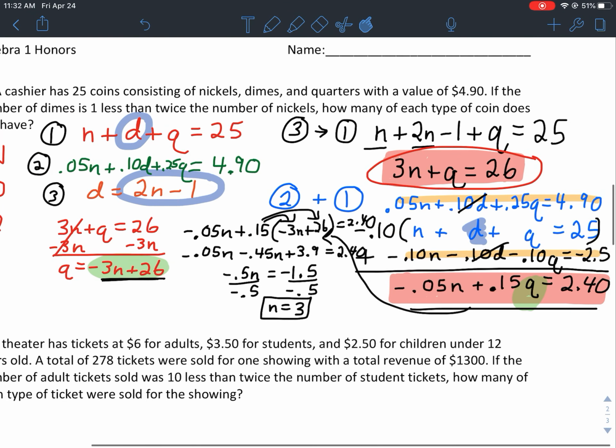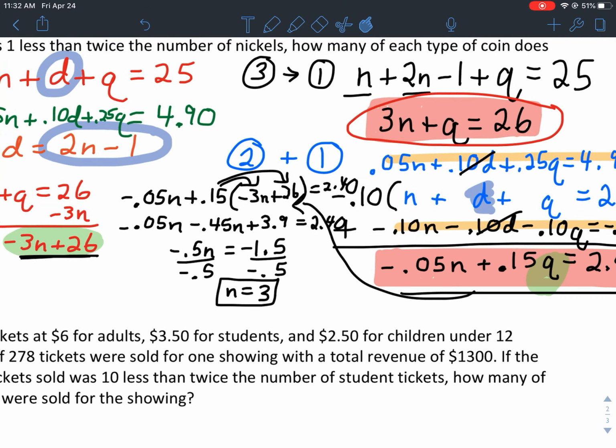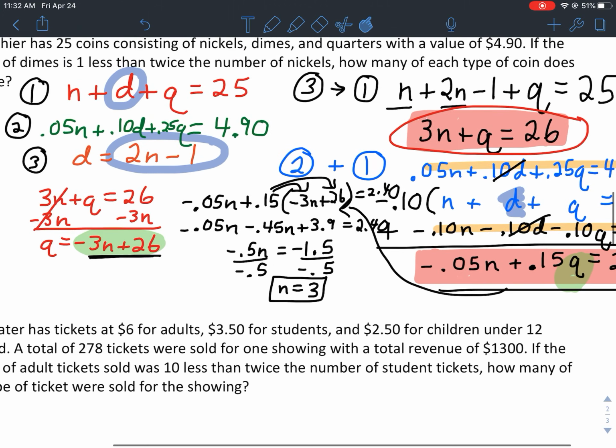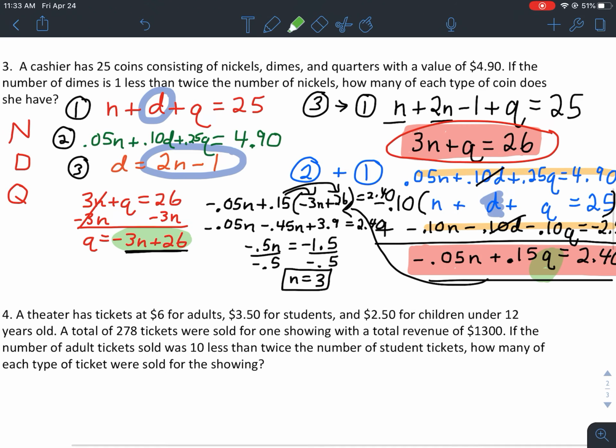Okay, so that was a lot of work to get n, but the rest of them should be easy. So we can definitely get q pretty easily here, or we could get d pretty easily. So it doesn't really matter what you plug in first. I'm just going to choose to look at this here.